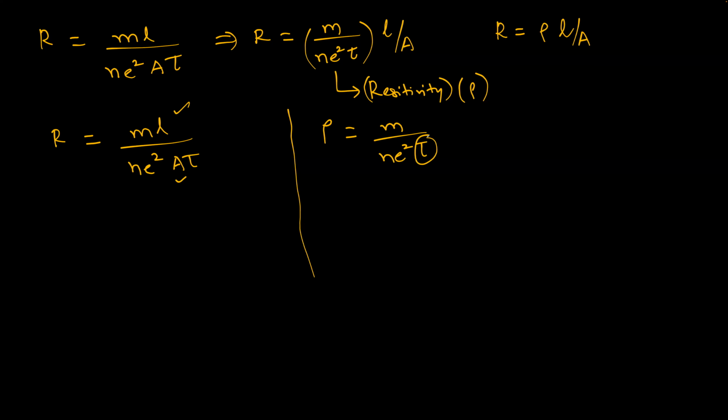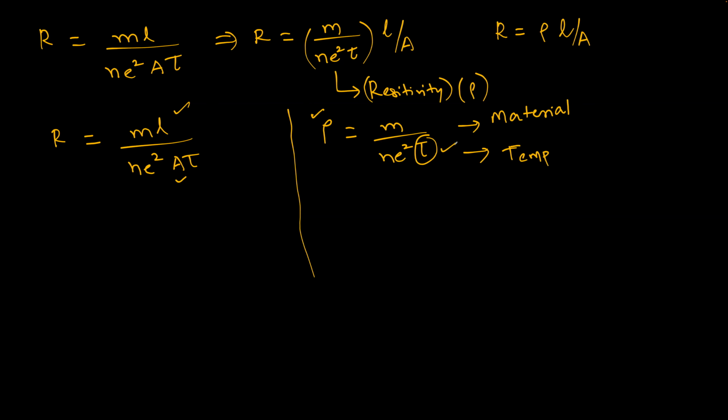Now, resistivity, unlike resistance, is not dependent on length or area of the conductor. It depends only on the material. For a given material, resistivity is constant, irrespective of its length and area, but it depends on temperature. Why does it depend on temperature? When temperature changes, what can change? The relaxation time will change.